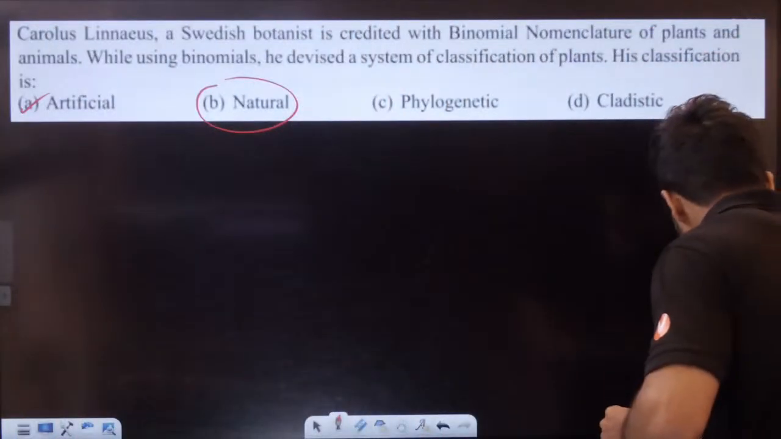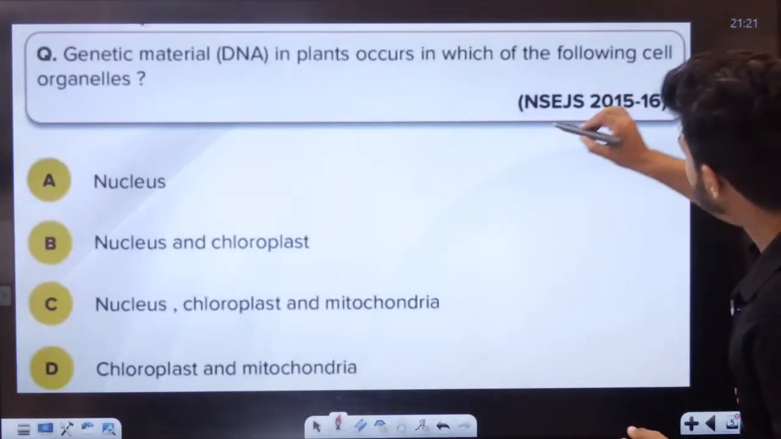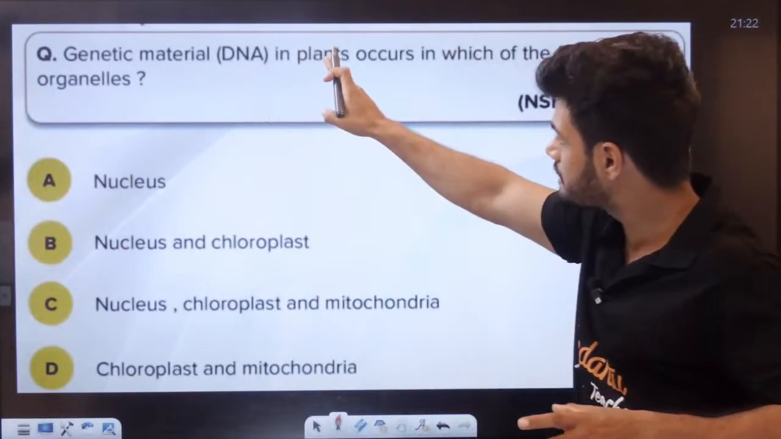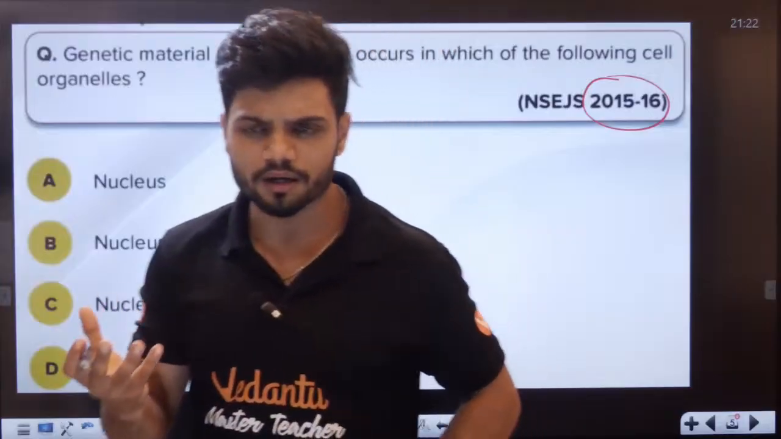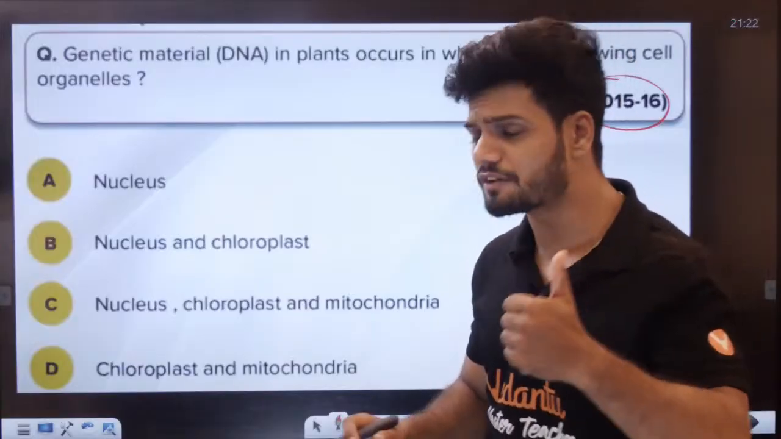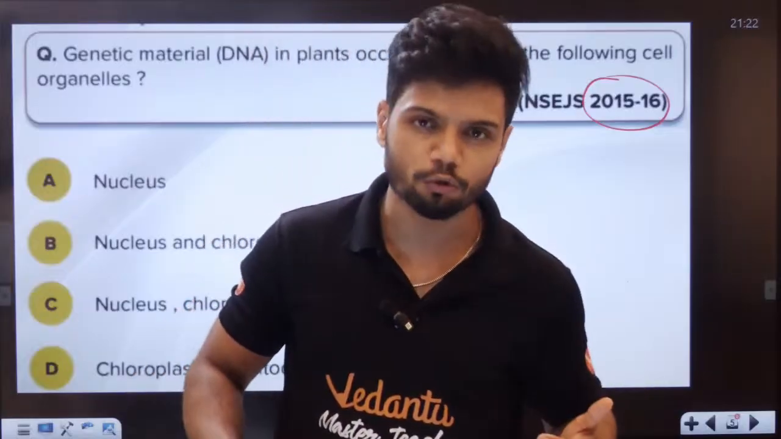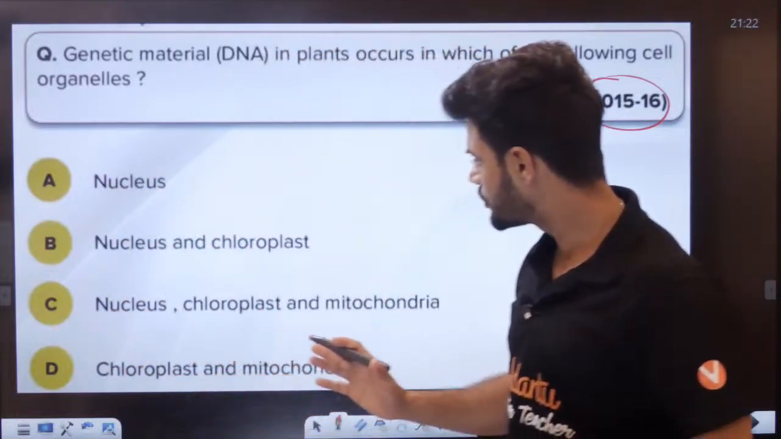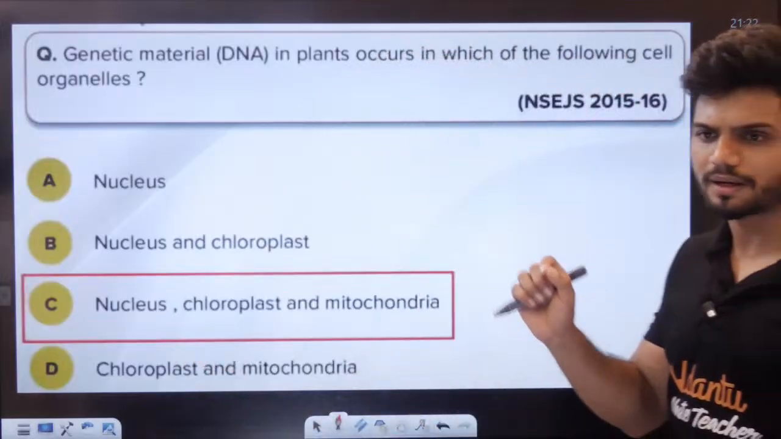Now, students, next question. This question is from NSEJS 2015-16. The genetic material DNA in plants occurs in which of the following cell organelles? In which of the following cell organelles can we find the DNA? We can find it in the nucleus. Yes, we can find it in chloroplast. Yes, we can find it in mitochondria, because mitochondria and chloroplast have their own DNA. So what is the answer, students? The answer is option C, obviously.